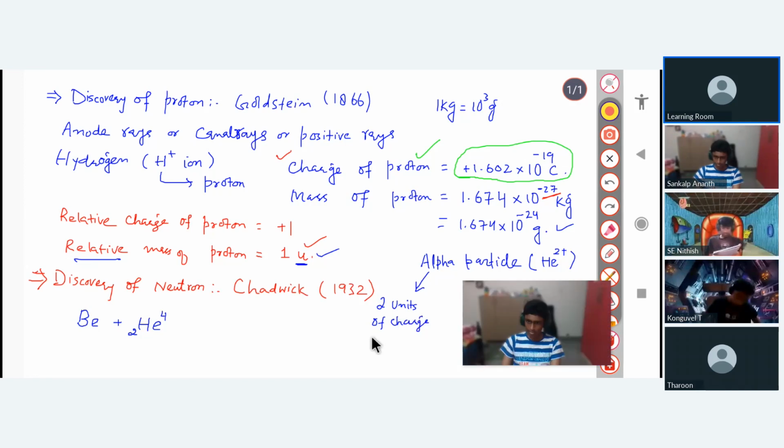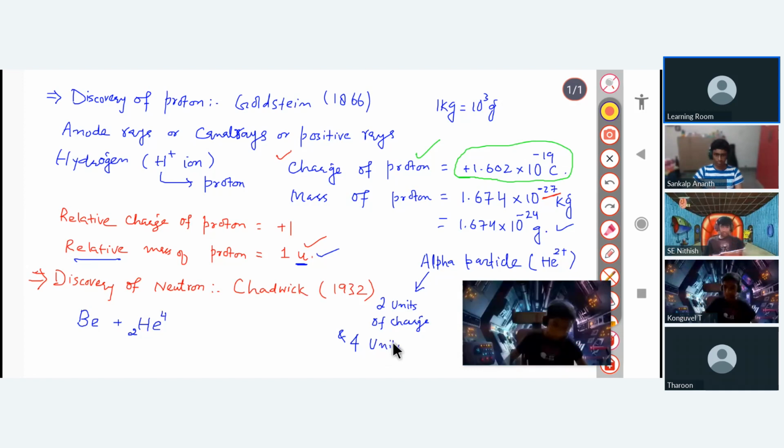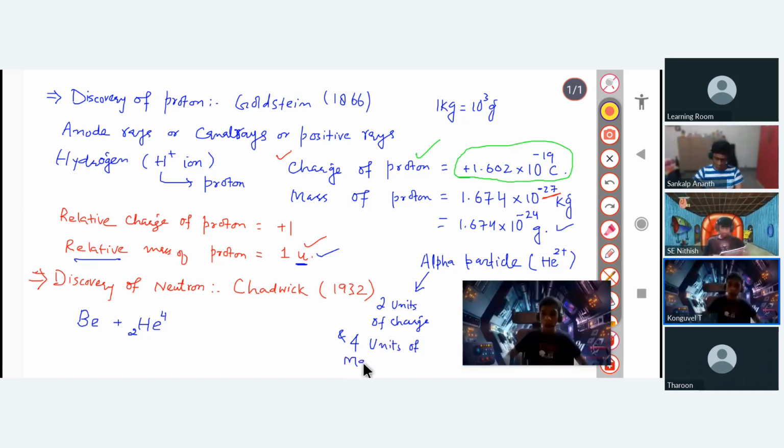Tell me what is the mass of this alpha particle? What is the mass of helium? Its atomic number is 2, and the mass will be 4, right? Exactly, it has 4 units of mass. So remember that the alpha particle has 2 units of charge and 4 units of mass. That is why I wrote the alpha particle by writing helium.